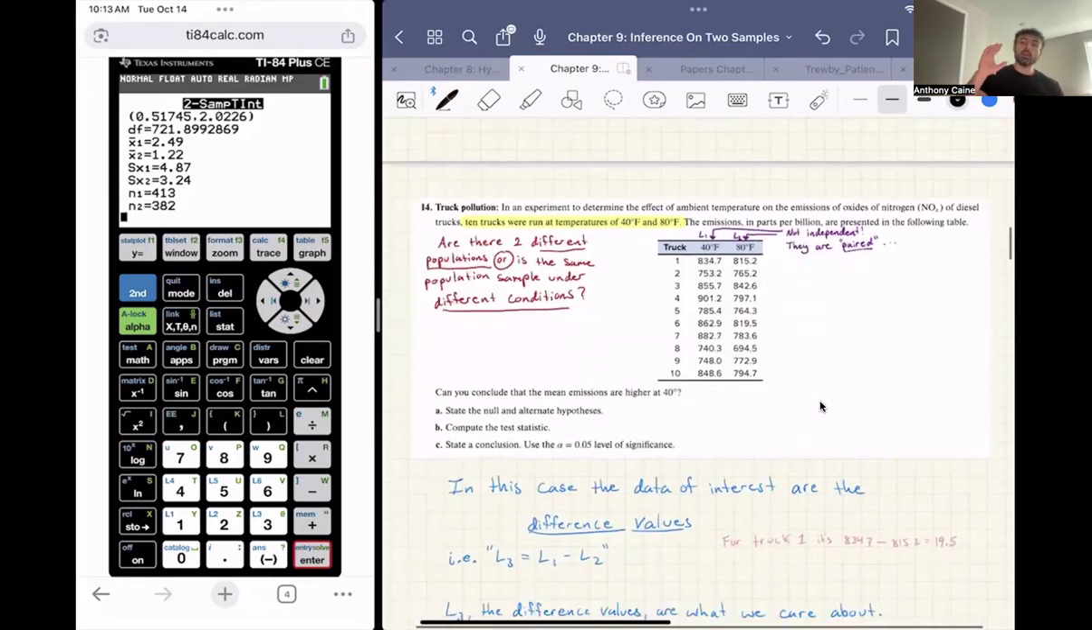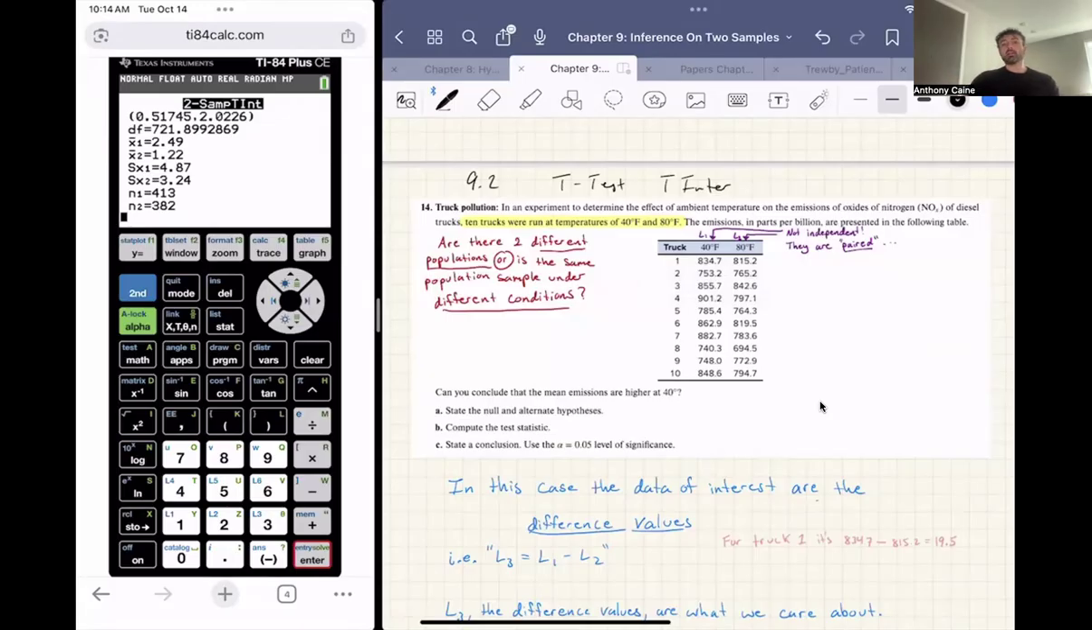Okay, now we go to one population under two conditions. So this is section 9.2. And this is where we're actually going to go back to just the good old t-test or t-interval.